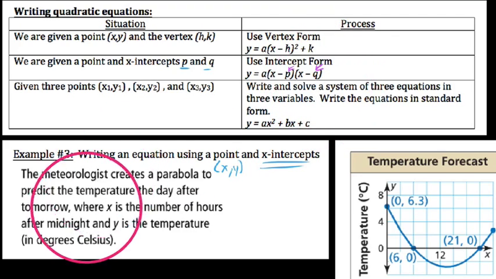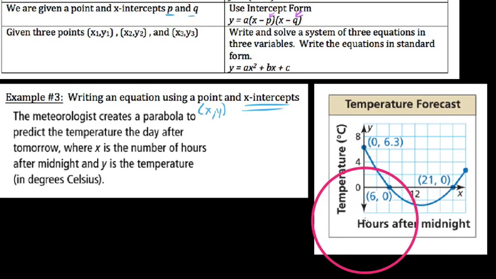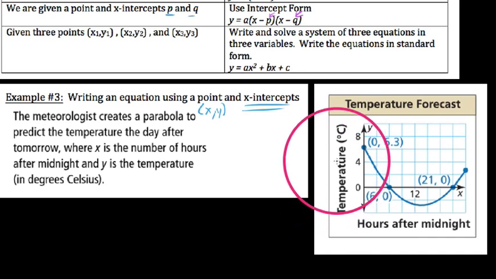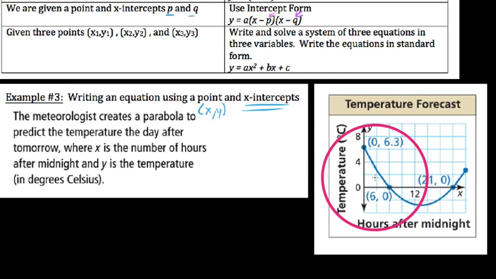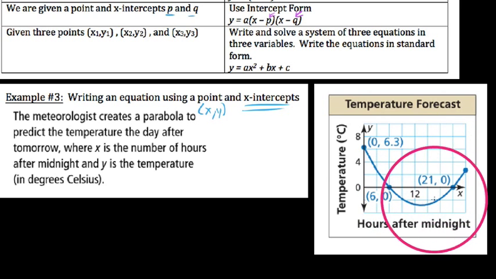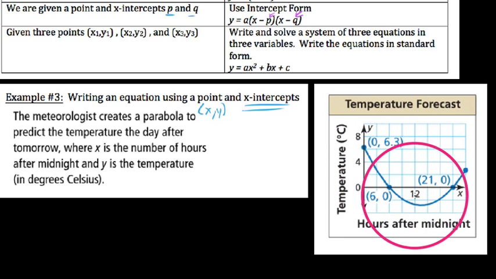So let's go ahead and read through this first situation. It says the meteorologist creates a parabola to predict the temperature the day after tomorrow, where x is the number of hours after midnight. We can see that on our graph here. So number of hours after midnight, as it continues to go, we see the temperature is on our y-axis, and it is dropping. And then eventually it reaches a point just after, it looks like, noon here, where it starts to rise again. 12 hours after midnight is noon. But the temperature starts to rise again.